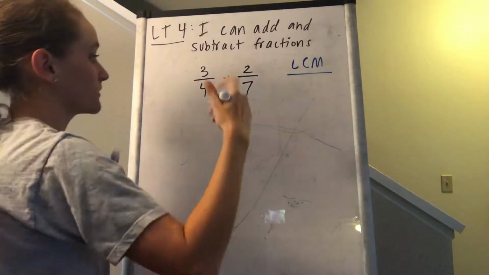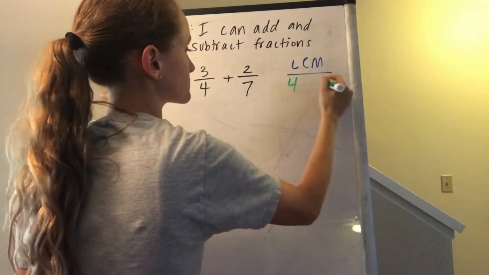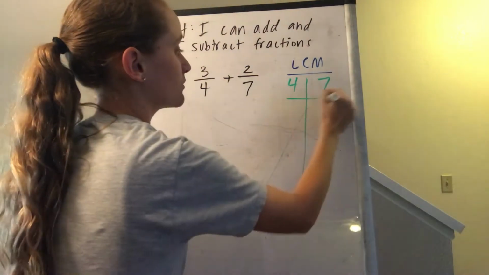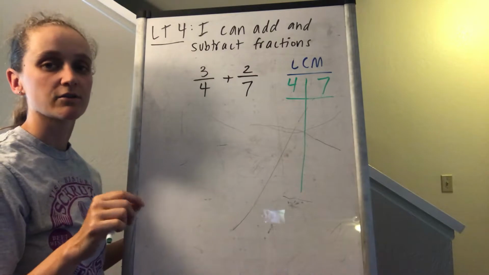So to do that, I'm going to write down the two numbers that are in the denominator. So I have 4 and 7. And so what I want to do is write out the multiples of both of those numbers and find the smallest number they have in common.